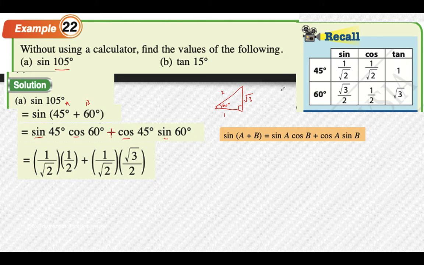Okay, this is 60. Another one will be the 45. Here 45, here 45, 1, 1. Here will be square root 2. Okay, sine 45, 1 over square root 2. Okay, cos 60, 1 over 2.